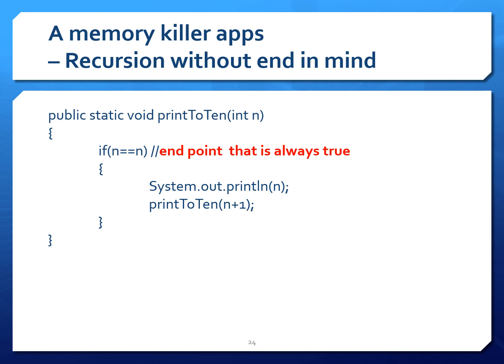A recursive program must always have a valid endpoint. In the above example, the endpoint will always be true. Thus, this recursive program will have no ending point. The program will run until it hangs.